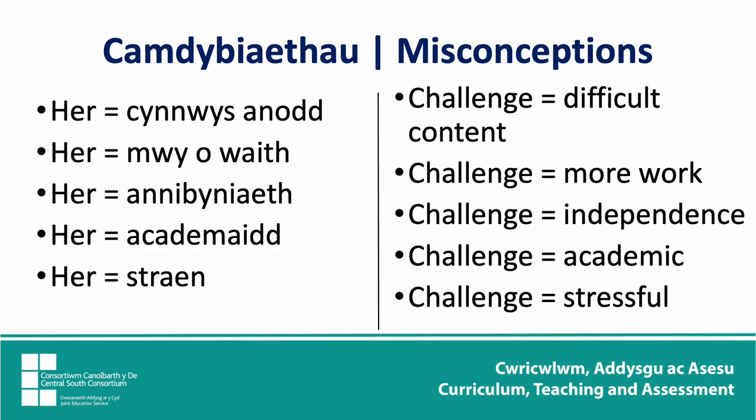Challenge equals independence. Again, this can be challenge, but not in isolation. So just because a child is working through something independently, it doesn't mean that they're necessarily being challenged, because they may find it really straightforward and therefore they're not being challenged. Equally, if a child has someone helping them or has scaffolding or has that instruction, they are actually able to address even more challenging work because they're having that step-by-step instruction.